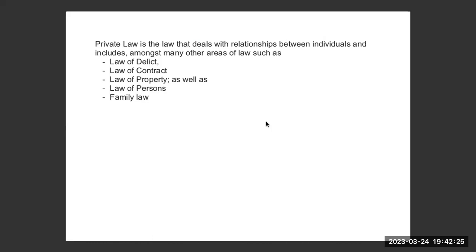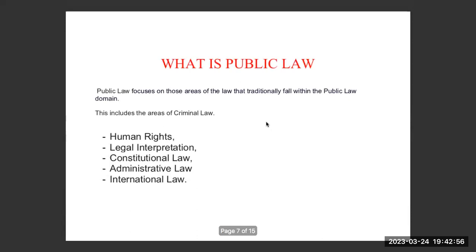So in short, private law deals with law of delict, law of contract, law of property, law of persons, and family law. That is private law. So it deals with private matters, between private individuals and not the state. So that is private law. And then we said we have private law, and then we have public law. And then under the public law scope, we have things like human rights, legal interpretation, constitutional law, administrative law, and international law.